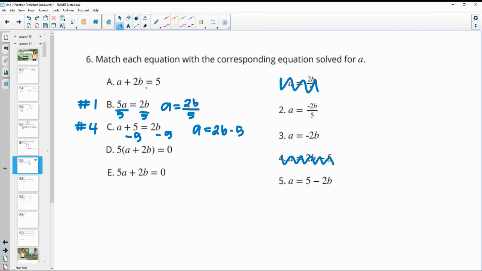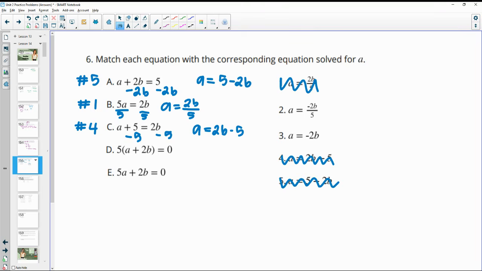Part A is pretty easy too. You just subtract 2B. So then you get A equals 5 minus 2B. And we see that down here in number 5. So part A is number 5.